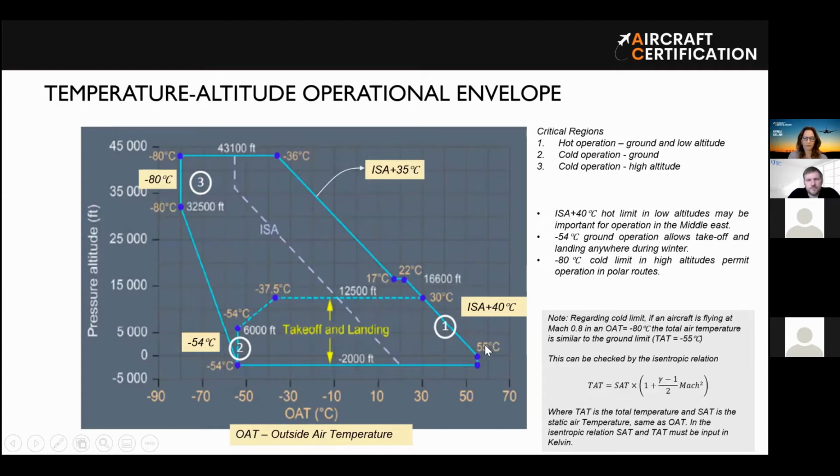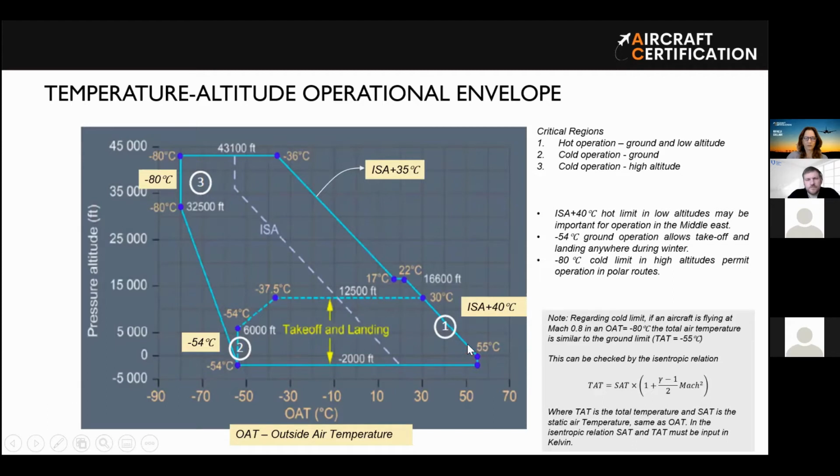Okay, so it's very good because it's a very hot temperature. It means this aircraft will have a lot of flexibility in its operation. And actually, this is one of the most critical regions for the thermodynamic integration, the ground hot operation. This is very critical, so there is a lot of work to guarantee that this temperature is as high as possible.